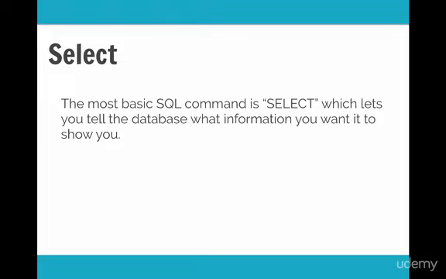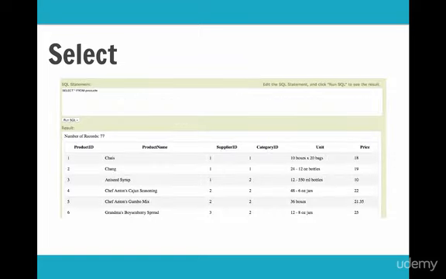Now, the most basic SQL command, and it's present in every single SQL statement you're going to be writing in this course, is the select command. This command tells the database what information you want it to return. For example, this is telling SQL, show me everything. The little asterisk after select means select all. So this is saying, show me everything from the products table.